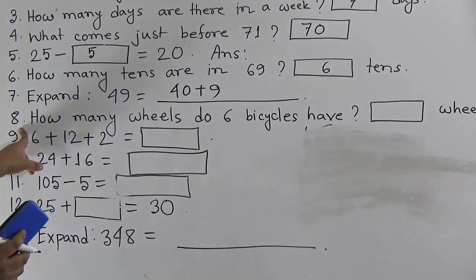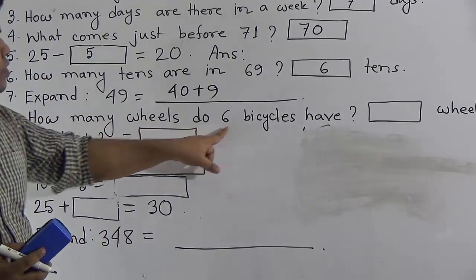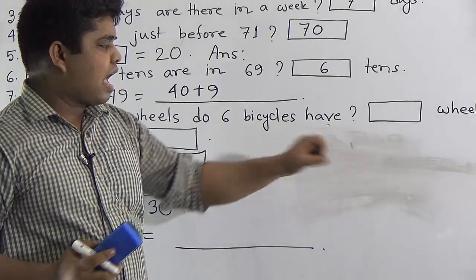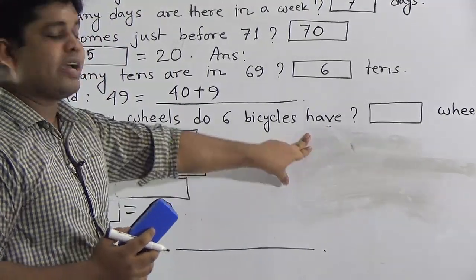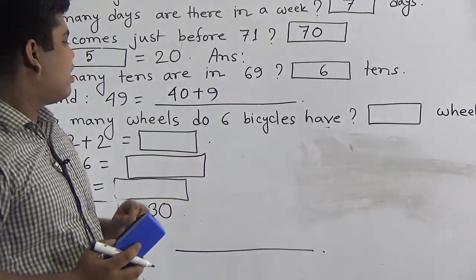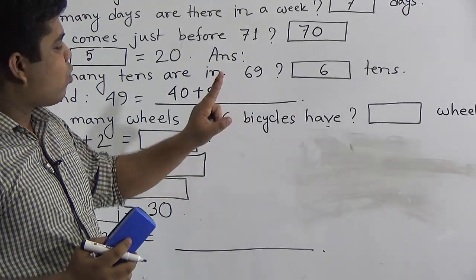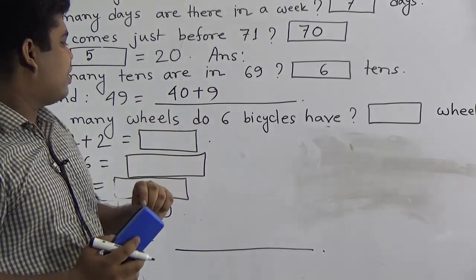Our next question is how many wheels do 6 bicycles have? My dear students, do you have any bicycle? I hope you have bicycles. And a bicycle consists of how many wheels? A bicycle has 2 wheels. So one bicycle has 2 wheels.